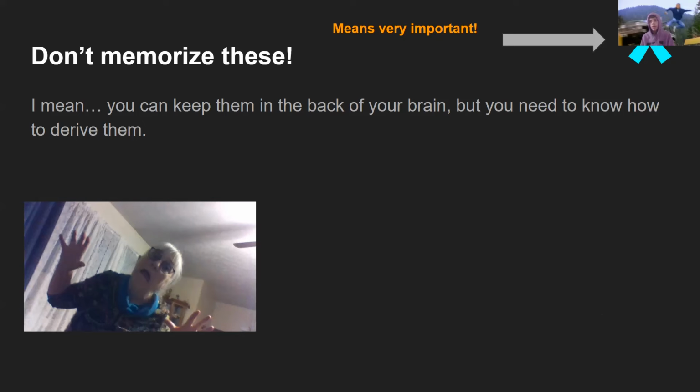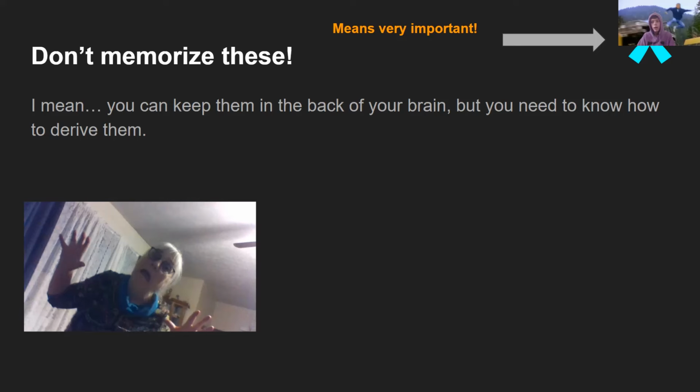So if it says, find the escape velocity, which is the velocity needed for something to escape an orbit, we'll look at that in a minute, then don't just put the equation if you memorized it. Make sure that you derive it, and I'll tell you how to derive them on here.